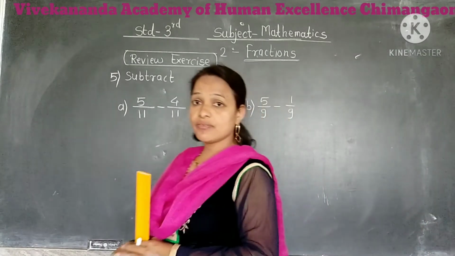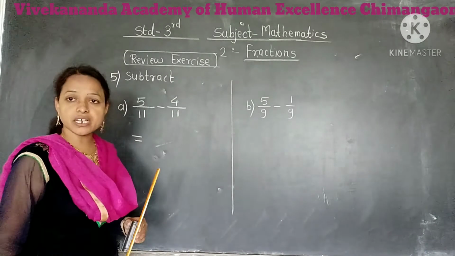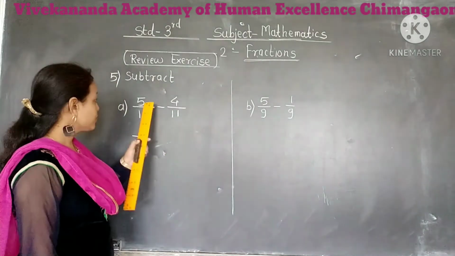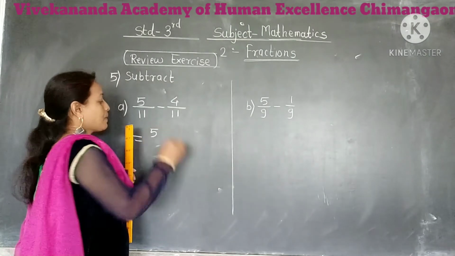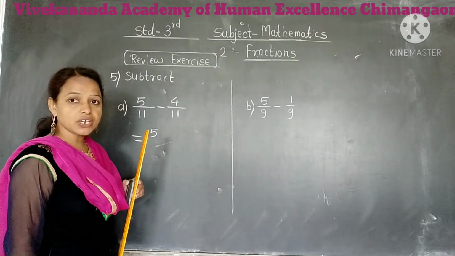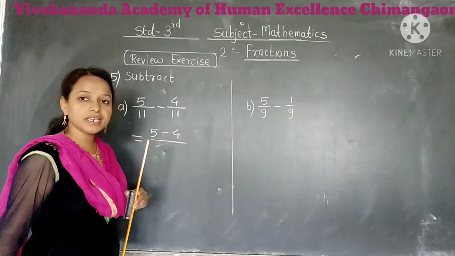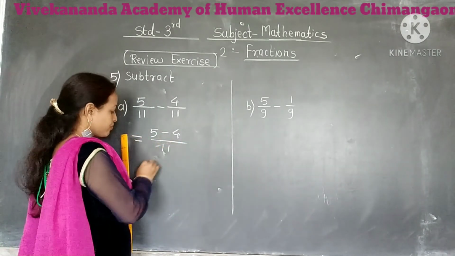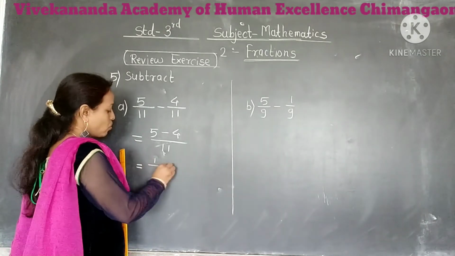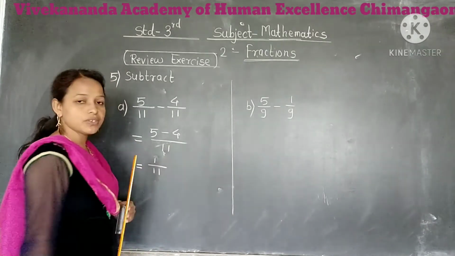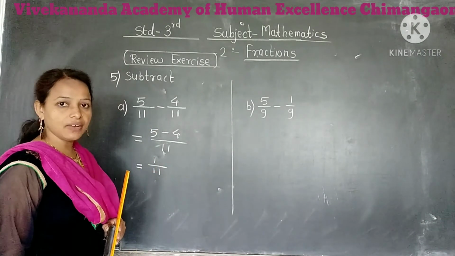So how to find the difference? By subtracting. Here we have to subtract the numerator of the first fraction, 5, minus the numerator of the second fraction, 4, and the common denominator is 11. So 5 minus 4 is 1, and the common denominator 11. So we get its answer 1 upon 11.